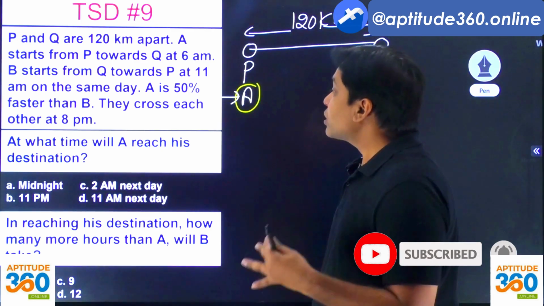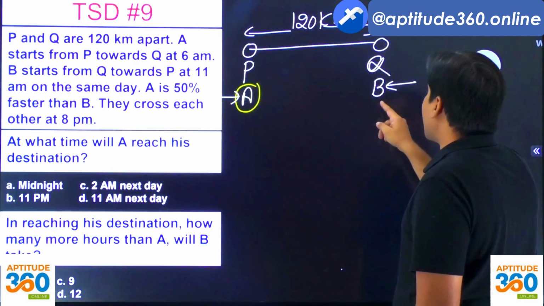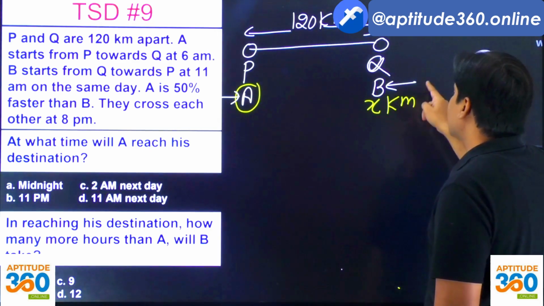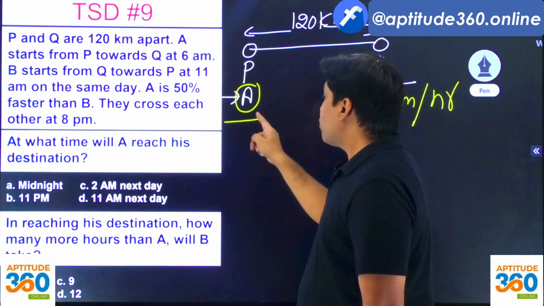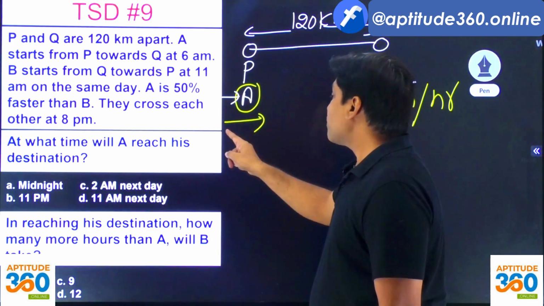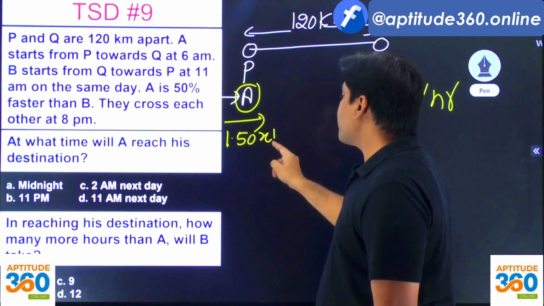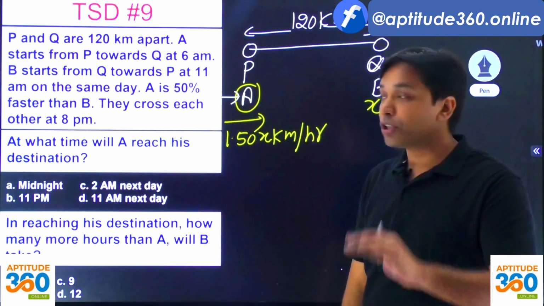And problem also tells you that A is 50% faster than B. So what if I take the speed of B as x kilometers per hour? Right? So what is going to be speed of A? It is going to be 1.50 by 50% faster hai. So it is going to be 1.50x kilometers per hour, or you might say this is 3/2x, right? Please do this on your own.